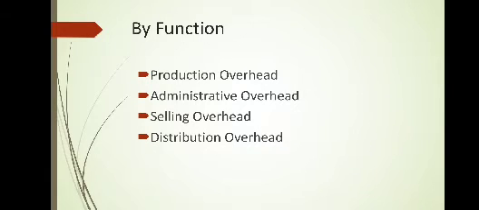Production overhead are expenses which are incurred in the process of production, such as wages given to a labor operating a machinery. Administrative overhead are expenses given to the administrative process. Selling overhead are expenses which are used for selling a product. The best example for this is advertisement. Distribution overhead are expenses which are incurred in the process of distribution.